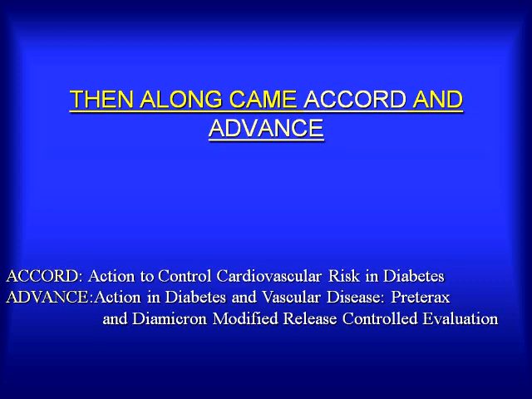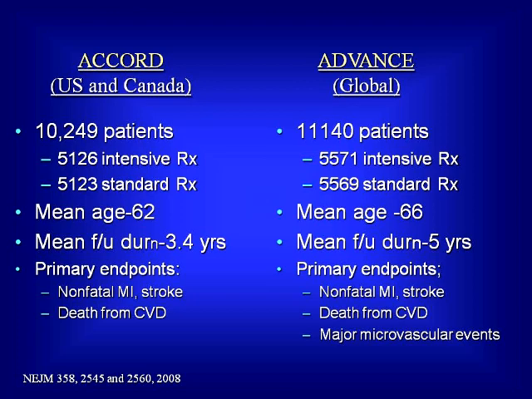Then along came these two studies that kind of rocked our world, which were ACCORD and ADVANCE, and I put the acronyms up there for those of you that can remember that kind of stuff. And these were big studies. ACCORD was conducted in the US and Canada. ADVANCE was global. Thousands of patients randomized to, again, intensive therapy versus standard therapy. And now we're looking at age groups that are applicable to what we're seeing in the population. Diabetes in the older age group and people in their 60s.